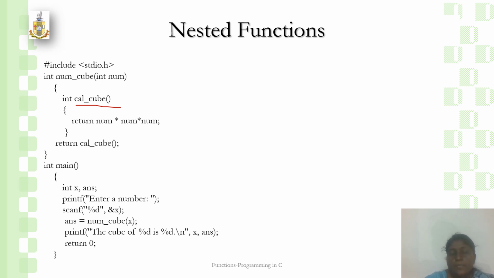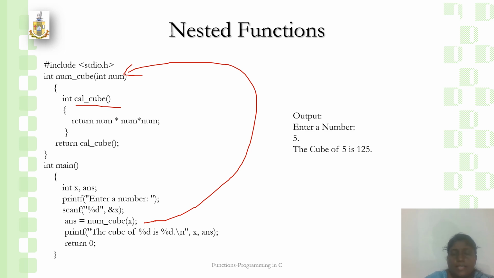So int main. Here int x, answer. printf: enter a number. Here we are prompting the user to give the input. So enter a number, scanf("%d", &x). Then answer. So here the function will go to this function. Okay, so the cube of whichever value we entered will return the output here.